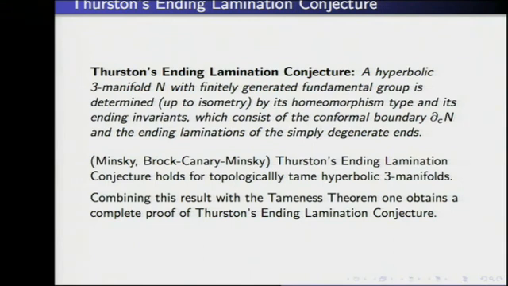Okay, so Yair, Jeff and I proved the ending lamination conjecture for topologically tame hyperbolic 3-manifolds. You combine that with the tameness conjecture, and you get Thurston's ending lamination conjecture for everything. And I'm 4 minutes over, so I better stop. Sorry.